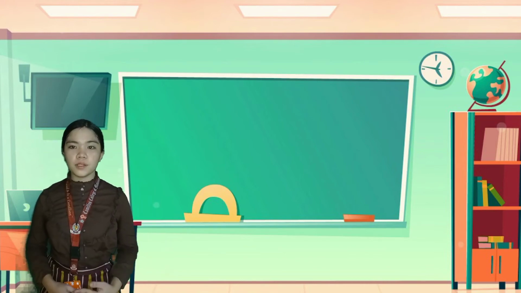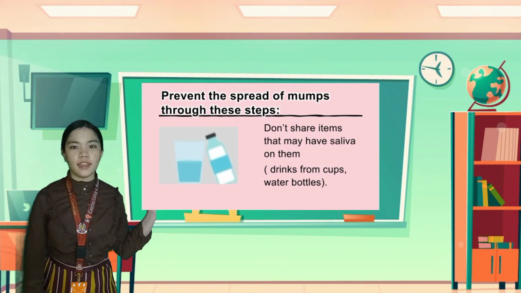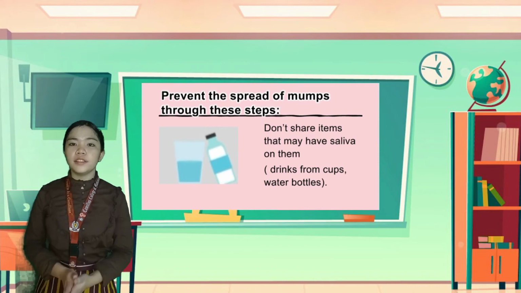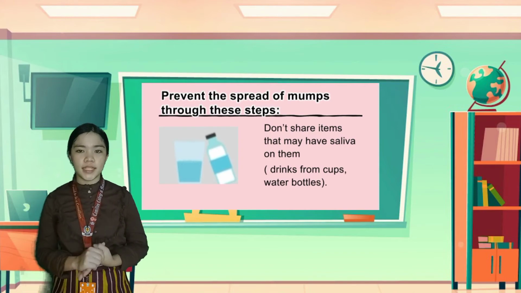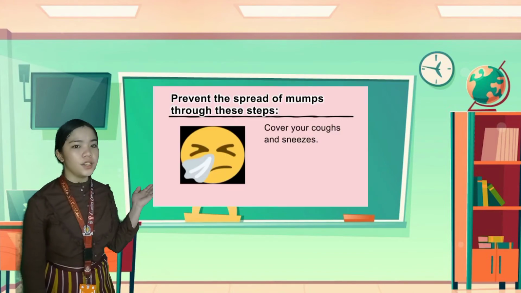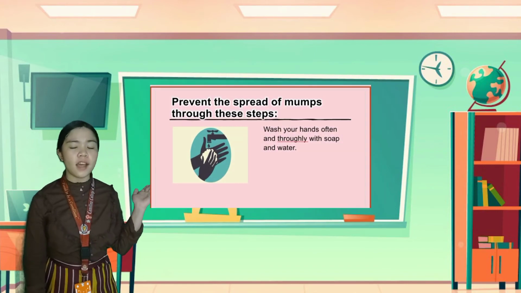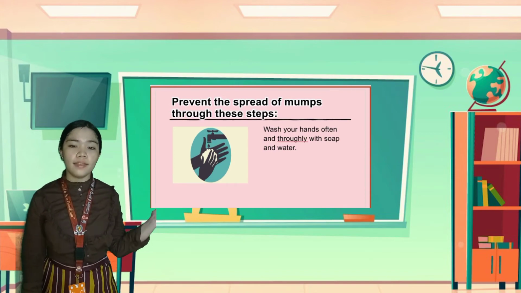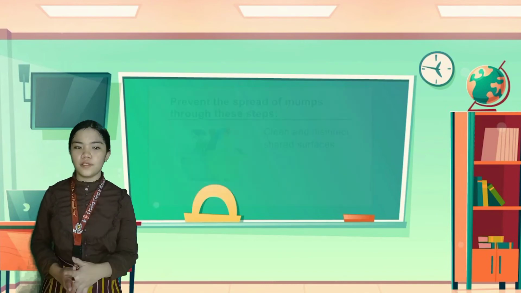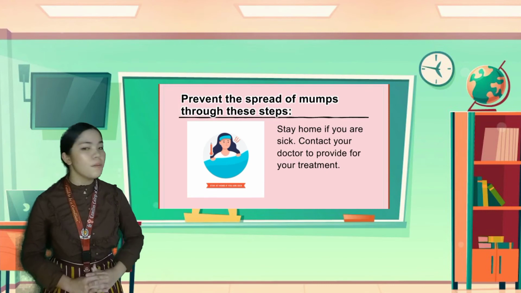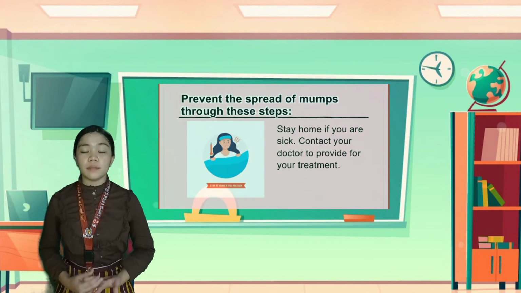Prevent the spread of mumps through these steps. So, don't share items that may have saliva on them, such as drinks from cups or water bottles. And cover your coughs and sneezes. And also, wash your hands often and thoroughly with soap and water. And clean and disinfect shared surfaces. Also, stay home if you are sick and contact your doctor to provide for your treatment.